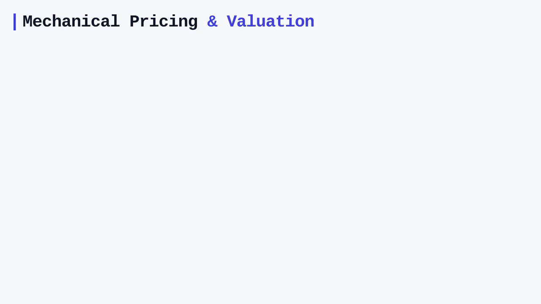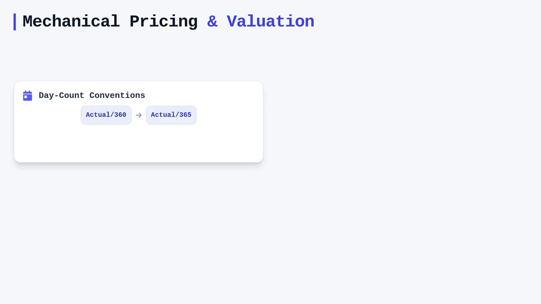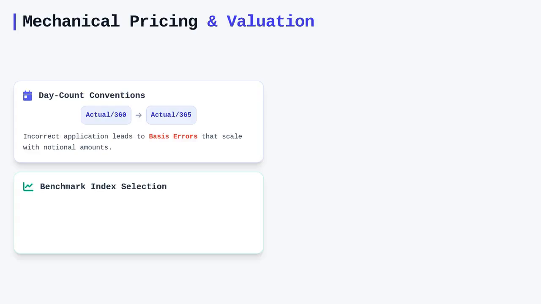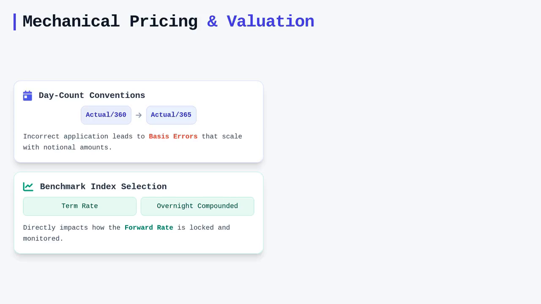When we analyze the pricing from a mechanical standpoint, we must be careful with the day count conventions that apply to the reference index. Different markets and different currencies use various conventions, such as actual/360 or actual/365, which directly impact the accrual of the rate. If you fail to account for these conventions correctly in your pricing model, you will introduce a basis error into your valuation that can accumulate significantly over large notional amounts. Furthermore, the selection of the benchmark index, whether it is a term rate or an overnight compounded average, will change how the forward rate is locked in and monitored.